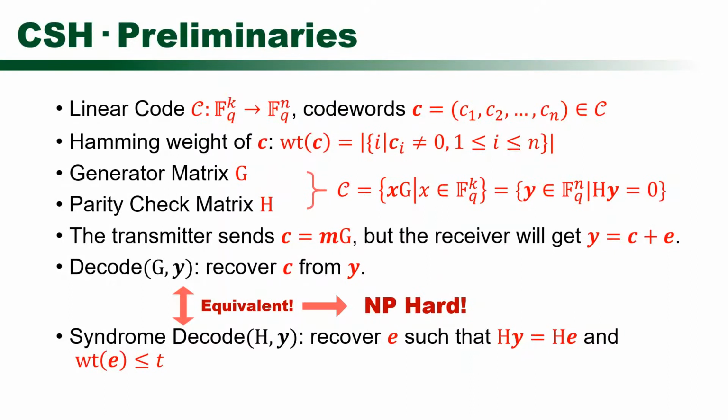The communication channel is usually noisy, and the received word may contain some errors. The decoding algorithm means to recover the correct codeword from the noisy one, and syndrome decoding means to find the error pattern from the received word. The decoding problem and the syndrome decoding problem are equivalent to each other, and they both have been proved to be NP-hard for general linear codes.